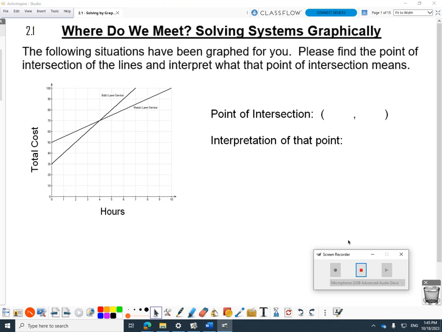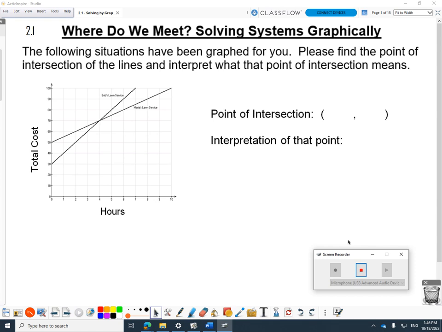Chapter we'll be able to use here. Because the graph must look familiar to you. It's 2 lines, but there's 2 lines this time. But you're not asked to graph them. They're already there for you. So it says, the following situations have already been graphed for you. Please find the point of intersection.